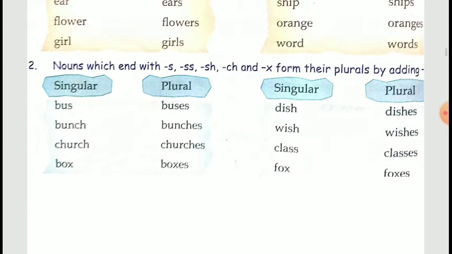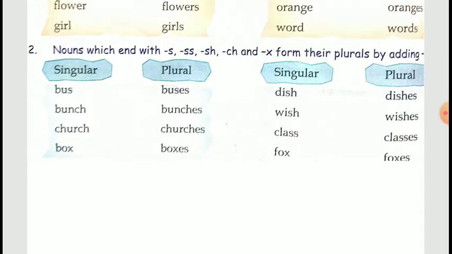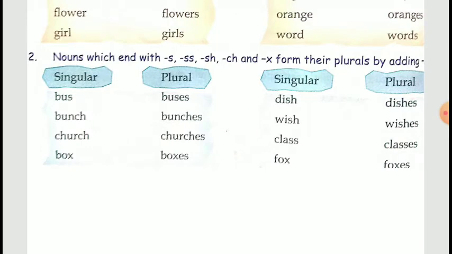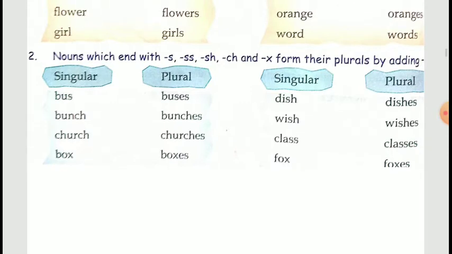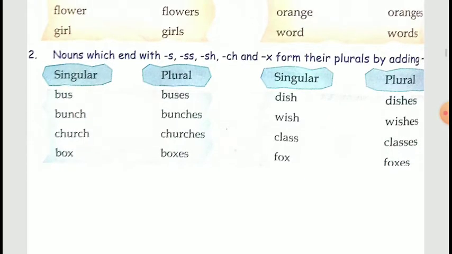make them plurals. Now the second rule says nouns which end with s, double s, sh, ch and x form their plural by adding es. Now you just have to keep in mind that all those words which end with s, double s, sh, ch and x, if you want to make them plural, you just have to add es at its end. Bus has got s at its end, so for making bus plural, you just have to add es, so it will be bus, buses. Bunch has got ch at its end. If you want to make it plural, you just have to add es to it.